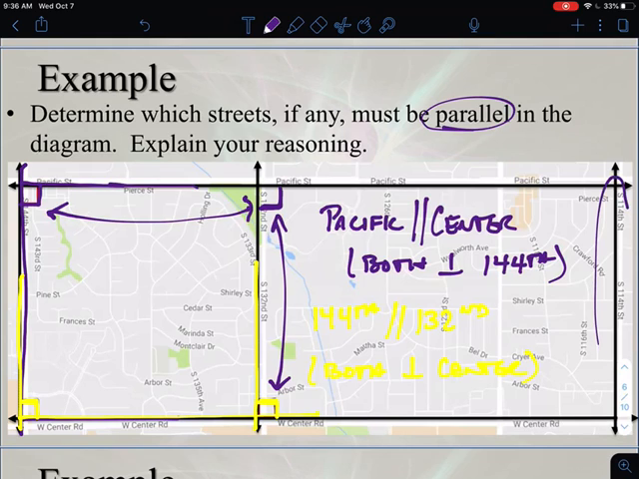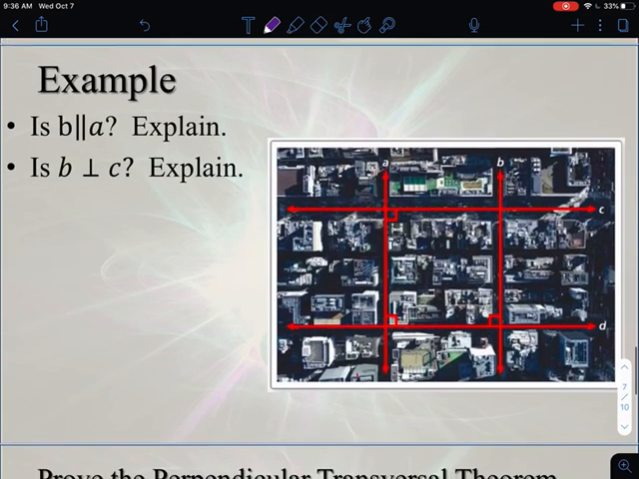Now, the one thing I cannot do is I cannot say anything about 114th Street over here, because it doesn't have any right angles. It has nothing relating to itself to any of the other streets. So there's nothing I can say about 114th, even though it's marked in the picture. So Pacific and Center would be parallel, 144th and 132nd would be parallel. That's all we can say for this particular scenario.